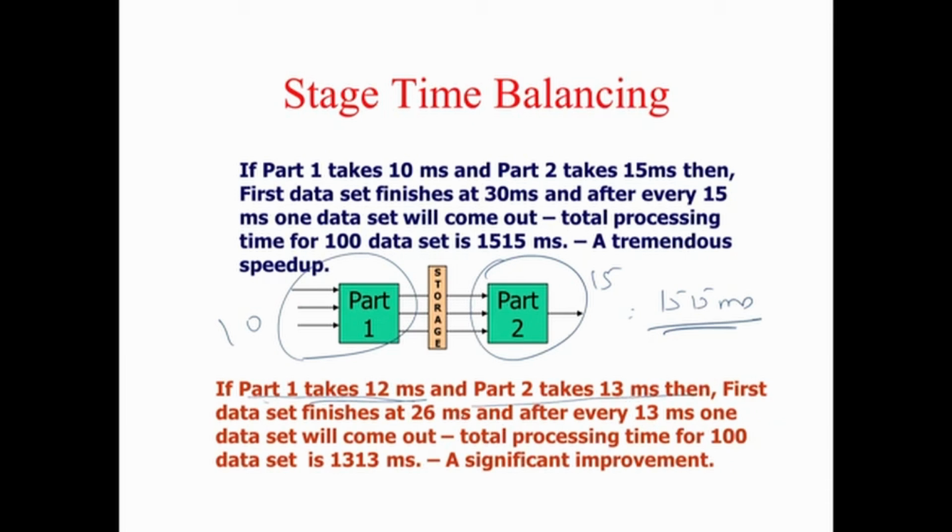So what is the maximum time? 13. So when will the first data set finish? At 26 milliseconds, 13 for this, 13 for this, because I can't change the clock. And then after every 13 milliseconds one data set will come. So essentially the total processing time for these 100 data sets is 1313 milliseconds. So we started off looking at 2500 milliseconds, from there we came to 1515, now it can be 1313 milliseconds.